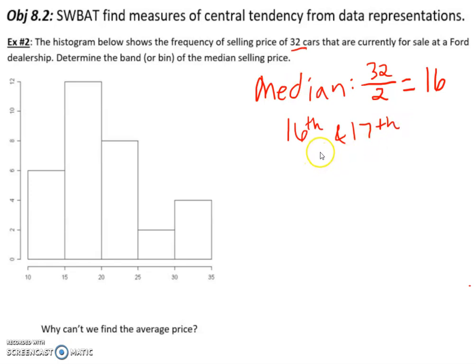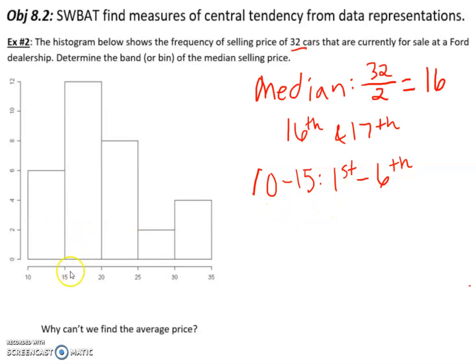So now what we need to do is determine where the 16th and where the 17th car lie as far as their sale price at Ford dealership. So the way we do that is we can go over to our histogram and we see this first column, which is all of the cars that are being sold between $10,000 and $15,000. And there are 6 cars that are in this bin being sold for between $10,000 and $15,000. So we know that in this bin, the $10,000 to $15,000 contains our first through 6th cars.